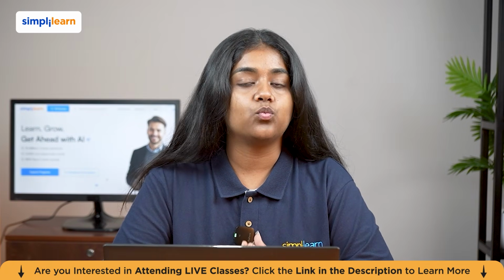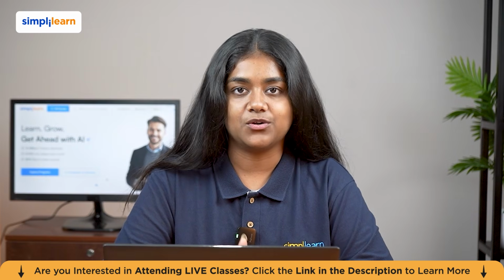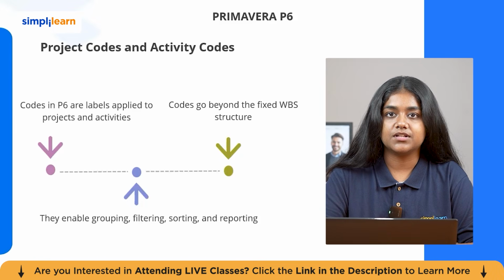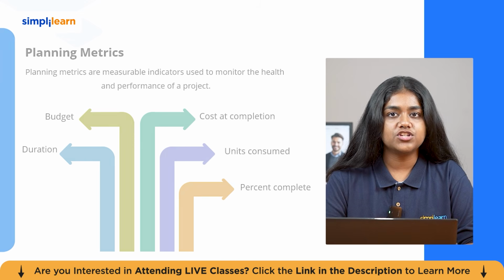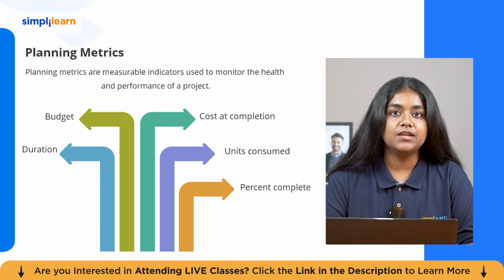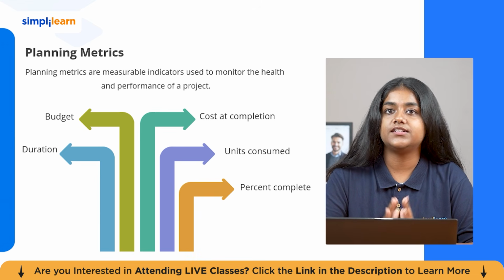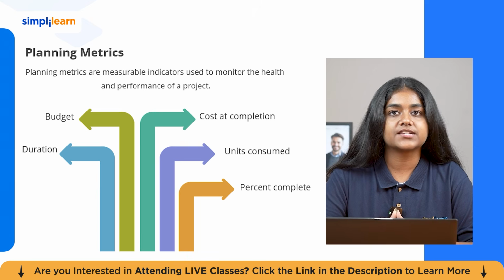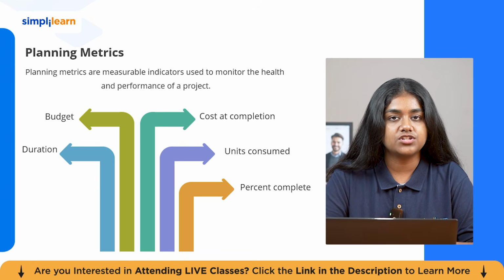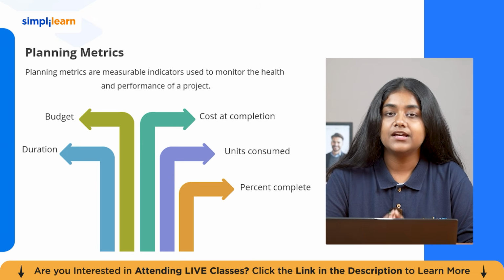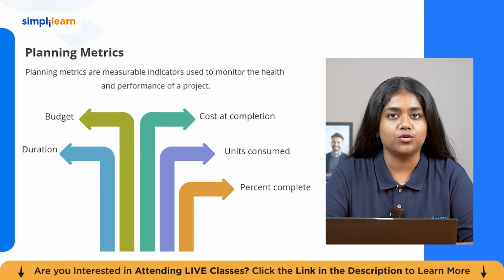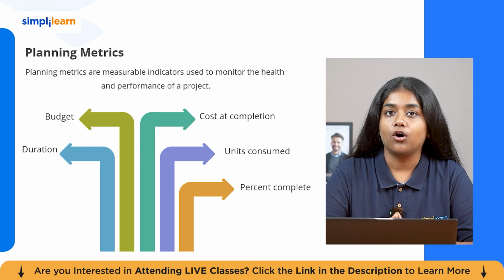So first, let's understand what are codes, what are project codes and activity codes. Codes in Primavera P6 are the labels that you can apply to projects and activities to organize information in a more flexible way. Project codes are applied at the project level. They help categorize and filter projects across the entire portfolio. For example, projects can be grouped by region, client name, contract type, project phase, or delivery method. This is especially useful for executives and senior management because they may not want to look at each project separately. Instead, they may want reports showing all the projects in one region, all projects for one client, or all the projects under a specific contract type.